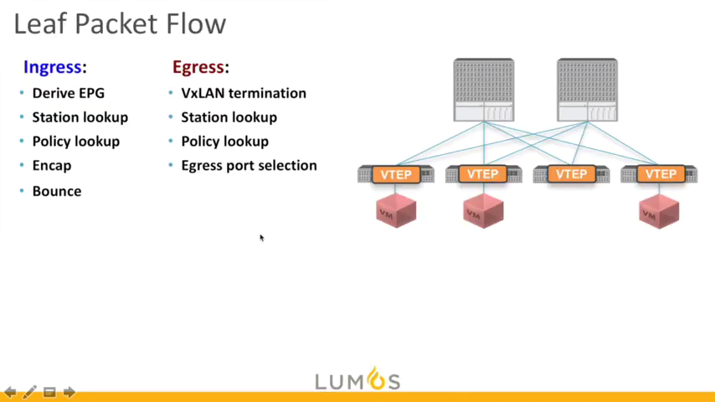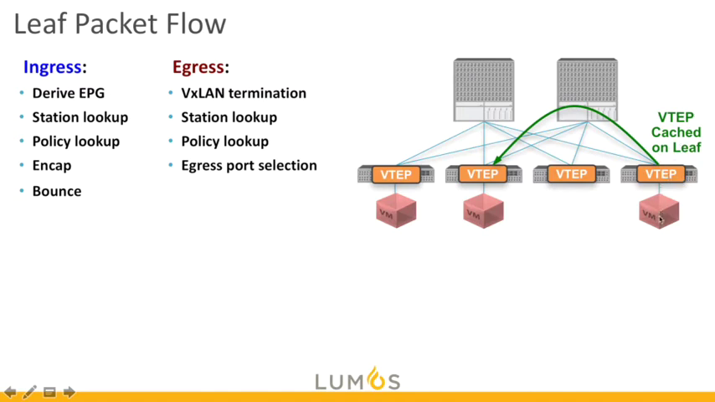So how do we forward traffic in the fabric? So leaf packet flow. On the ingress, as packets enter a leaf, we derive the EPG, usually, not always, but usually by the source VLAN ID. We do a station lookup. We do a policy lookup. We do an encap onto the interior VXLAN, and we might even perform a bounce. On egress, we'll do the VXLAN termination, so we'll strip the interior VXLAN header off. We'll do a station lookup, a policy lookup, and then the egress port selection.